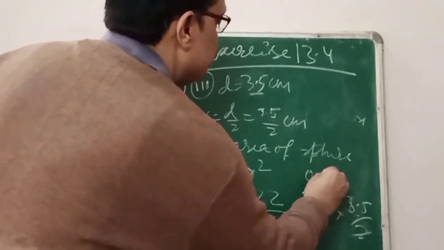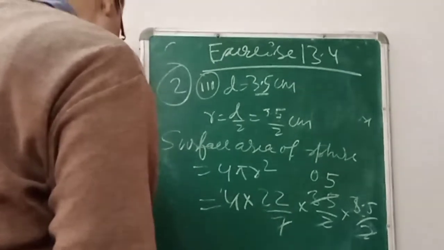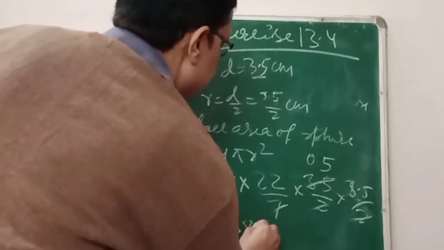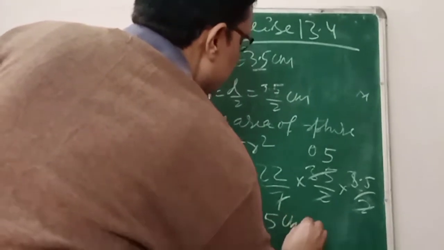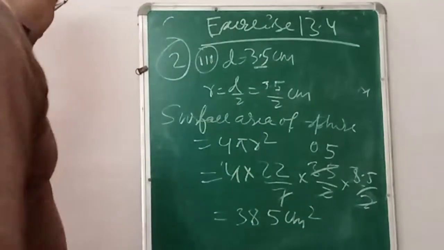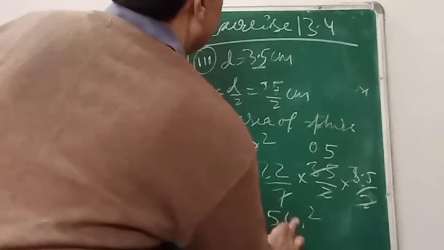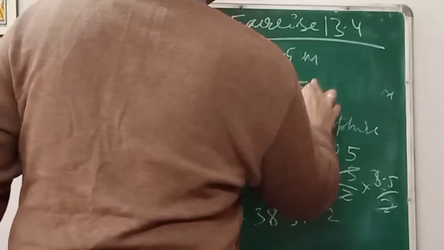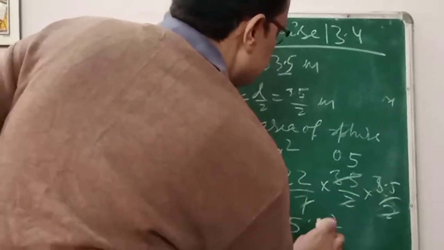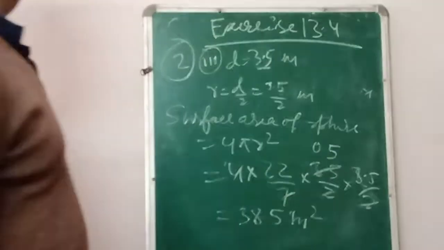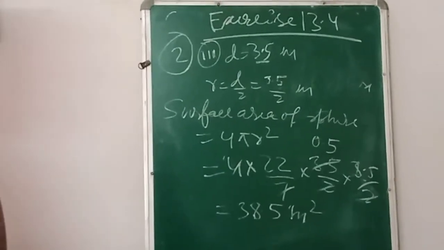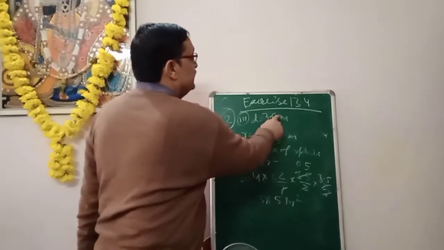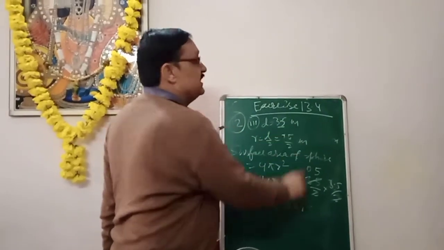So this is the third one, and upon multiplying we will get 38.5 meter square. This was in meter, so this is meter square. It is important to see the values and their units also.